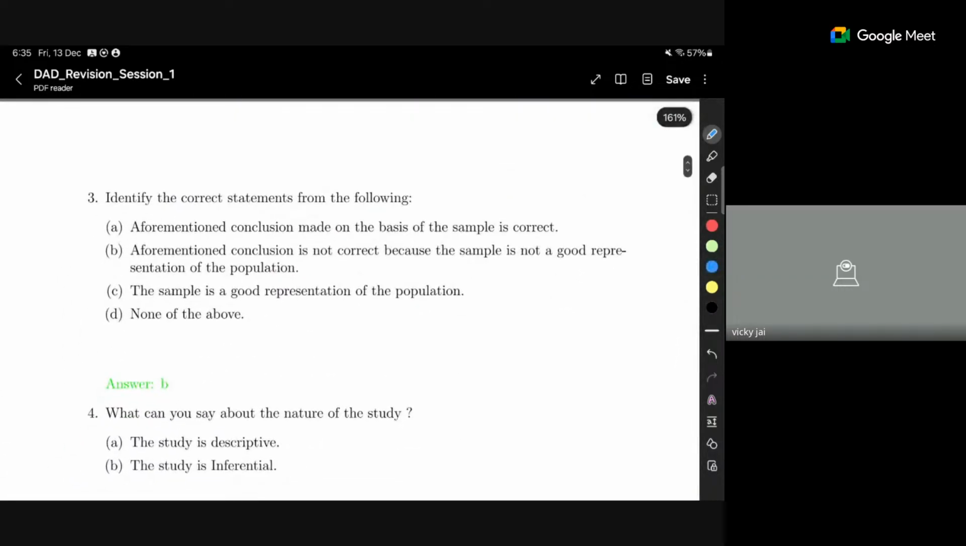Identify the correct statement from the following. The aforementioned conclusion made on the basis of the sample is correct.